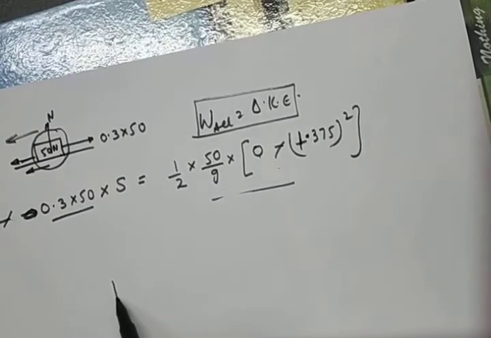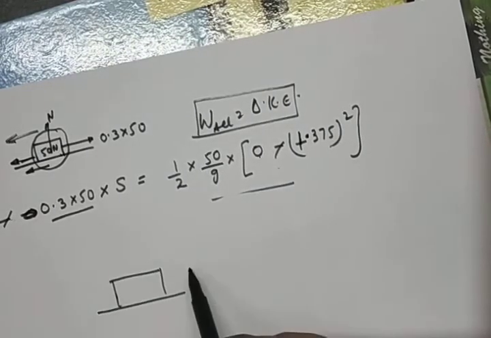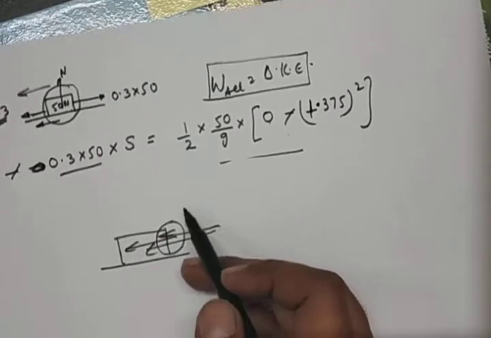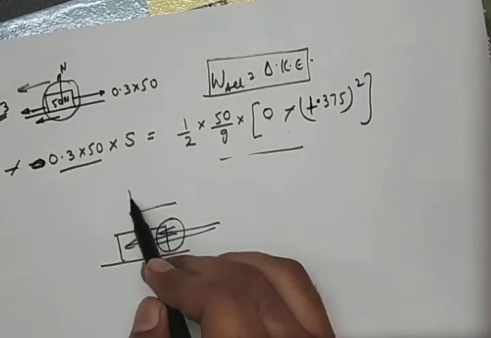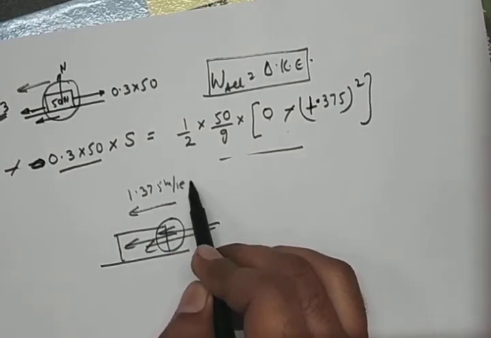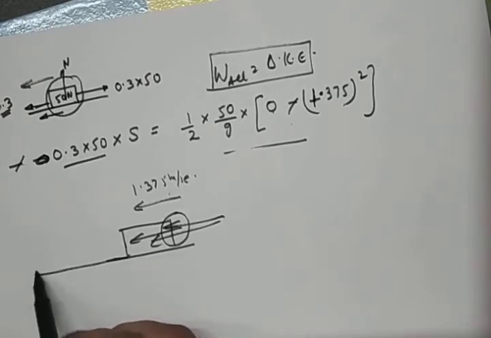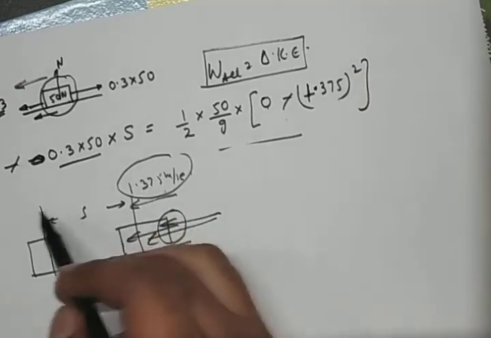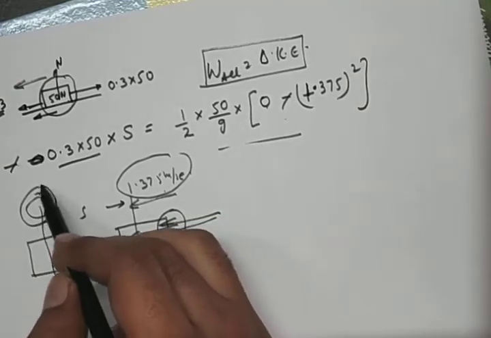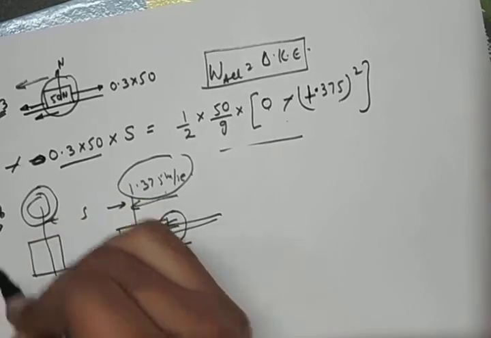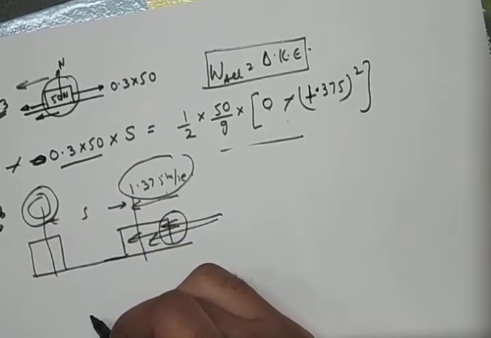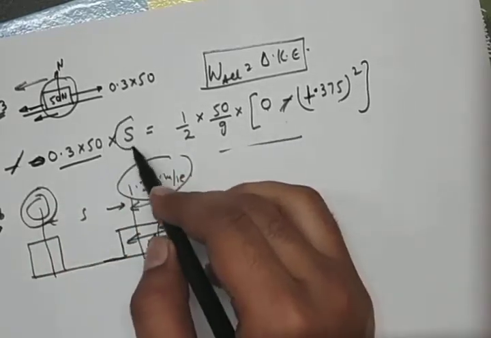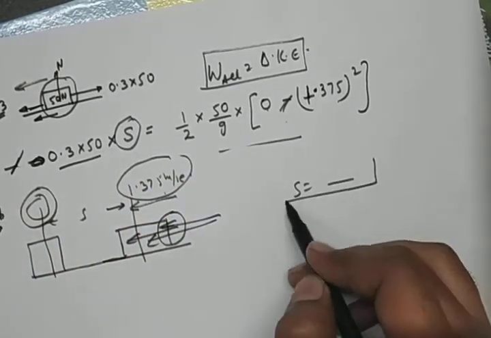This is an important thing: when the impact acts on it, it will move with some velocity 1.375 meter per second, and during this period it will move some distance s. So this is the initial velocity. Finally it will come to rest. This is the important point here. The block will move till its velocity becomes 0. So from here this minus minus will cancel out and you will easily find out the value of S.